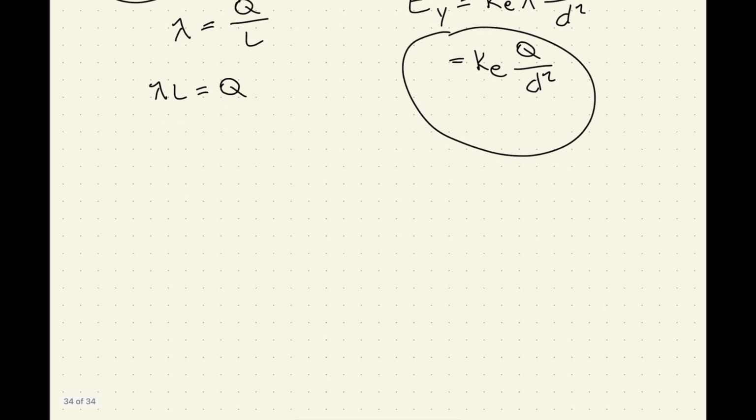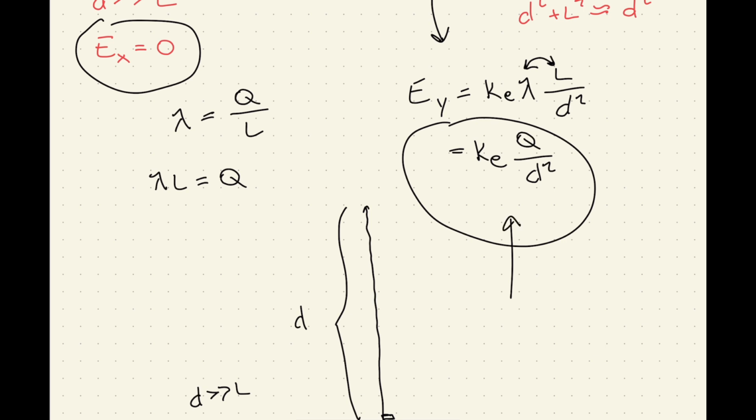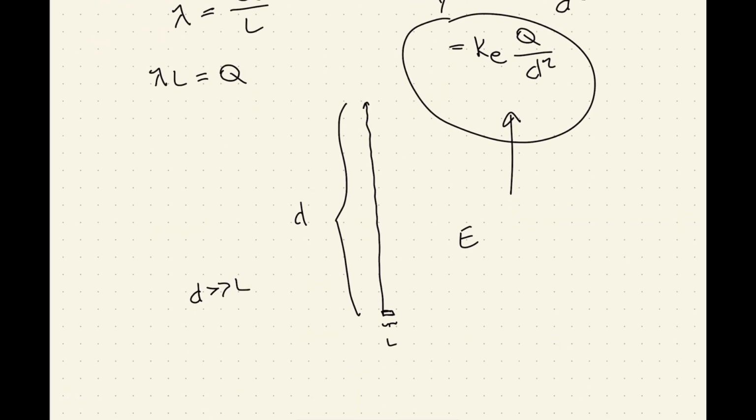So what this is saying is, let's say the rod is really tiny, it's all the way here, and the distance D is all the way up here. It is much larger than L. This is L, this is D. As you can see, the distance D is much greater than L. Then the electric field in the y direction reduces down to the electric field of a point charge. Remember, a point charge was just k_e Q over R squared. In this case, R is replaced with the letter D because that is the distance from where we're measuring the electric field. So it's very cool.